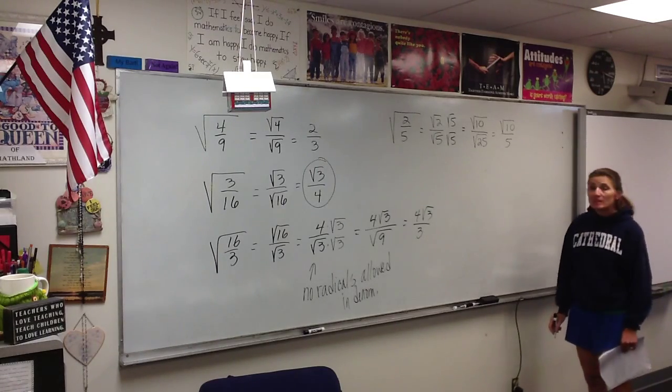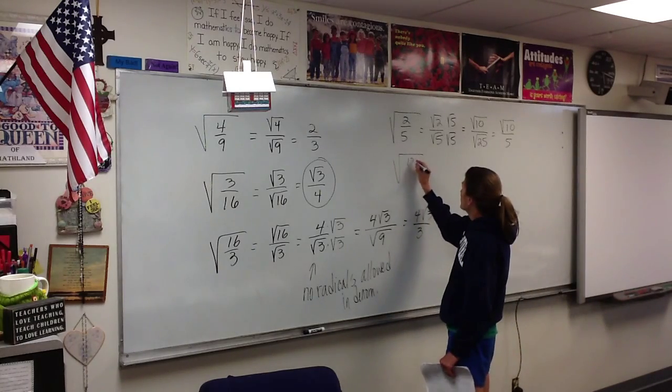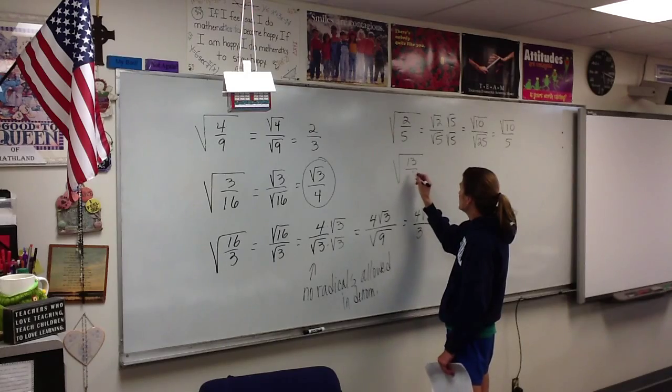All right, let's try another one. Let's try the square root of 13 sevenths.